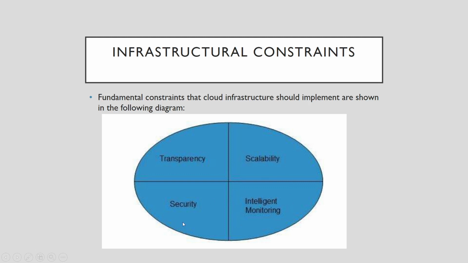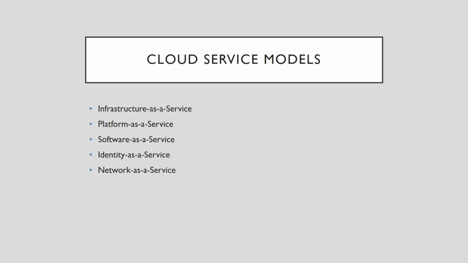And the mega data center in the cloud should be securely architected. Also, the control node, which is an entry point in the mega data center, also needs to be secure. Now, there are five cloud service models: infrastructure as a service, platform as a service, and software as a service. Another one is identity as a service, and lastly, network as a service.